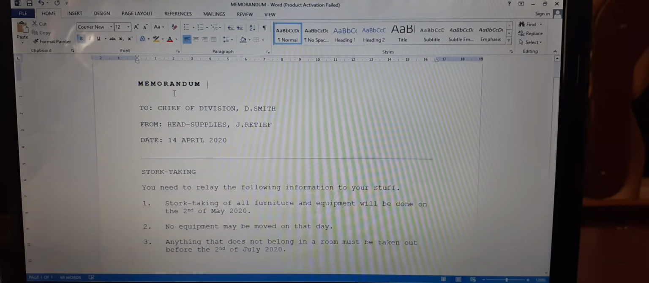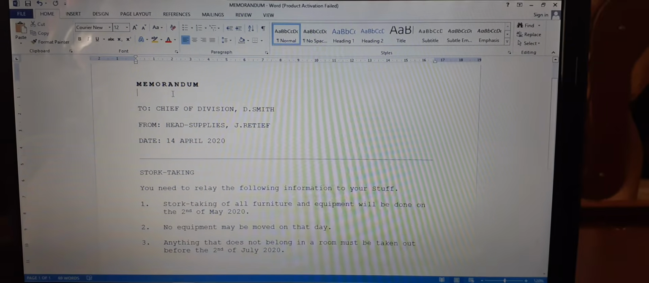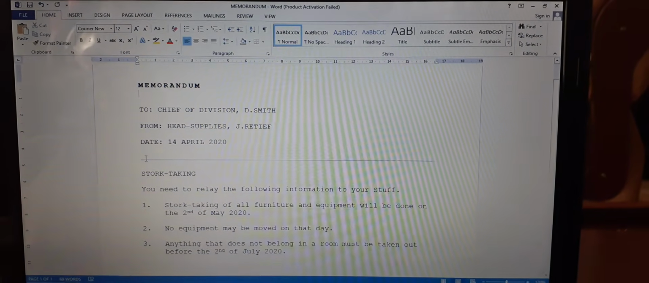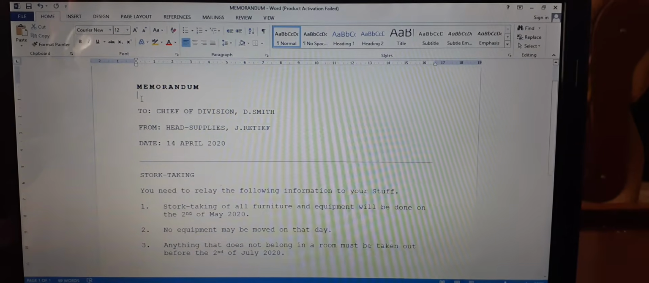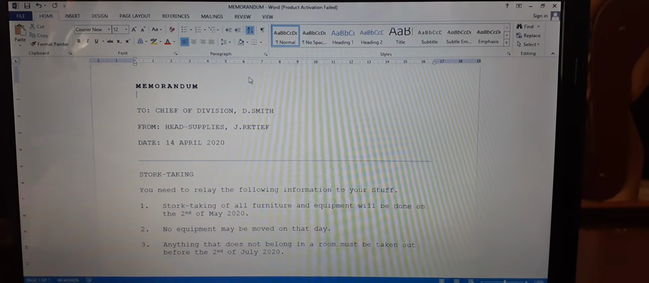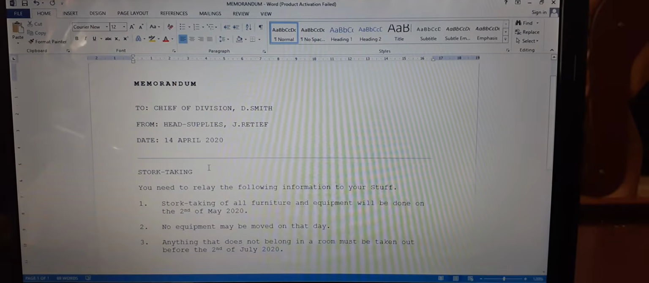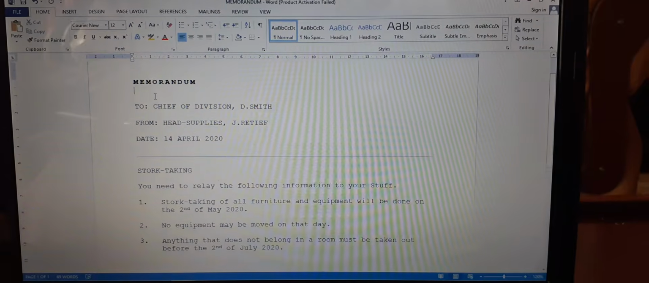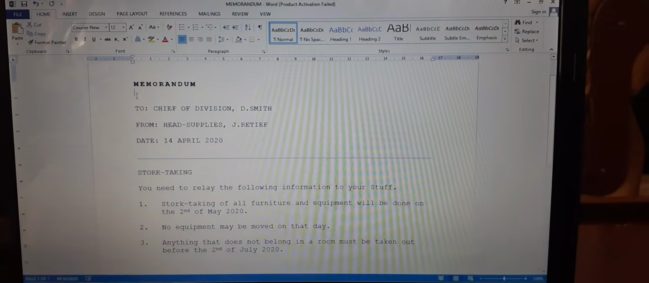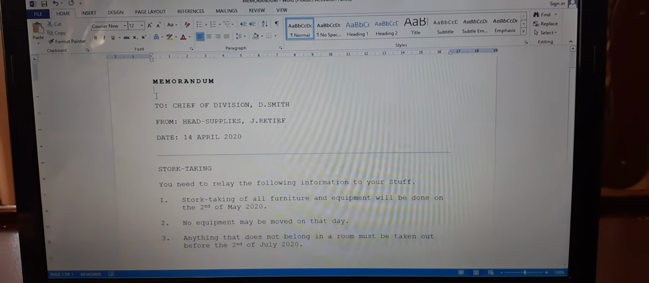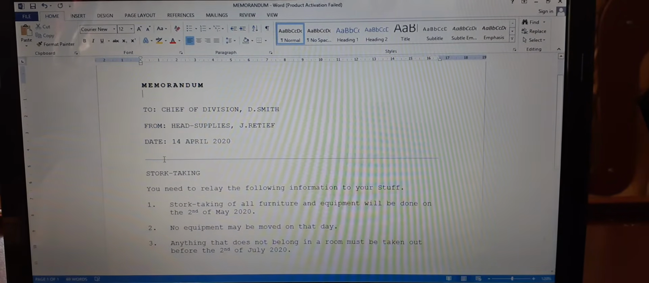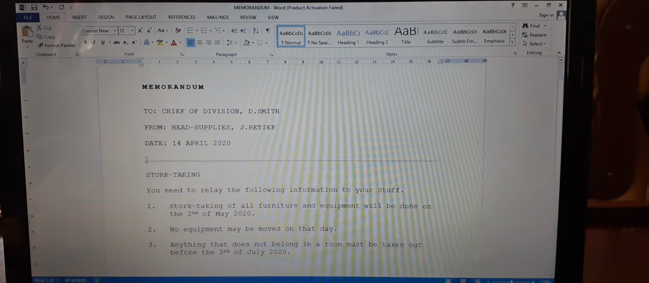Here is our memorandum. Normally our memorandum will have the horizontal lines either in between memorandum and To, or just beneath the date. In most of the question papers, you'll either see the horizontal line under date, or right under memorandum. In some question papers, you'll see horizontal lines both underneath the memorandum and under the date, or you'll only see one horizontal line. So it will depend on the question paper.